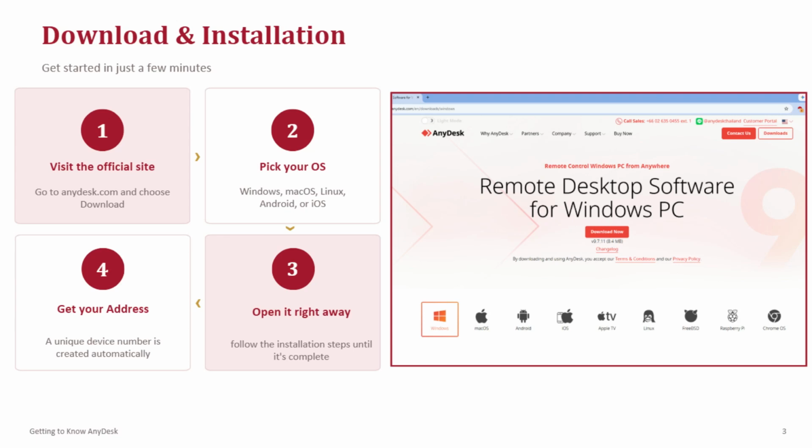Download and installation. Let's get it installed. First, head over to the official site, AnyDesk.com, and click the Downloads menu. From there, pick the operating system for your device: Windows, Mac OS, Linux, Android, or iOS. Once you've chosen, click Download Now, then just follow the installation steps until it's done. The first time you open the program, it automatically generates a unique address number for your device. Really that simple.